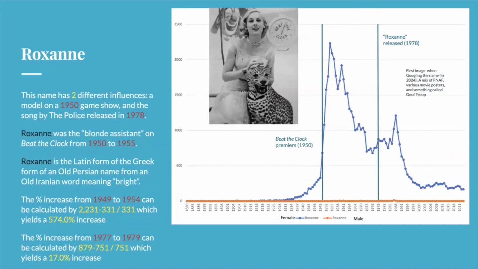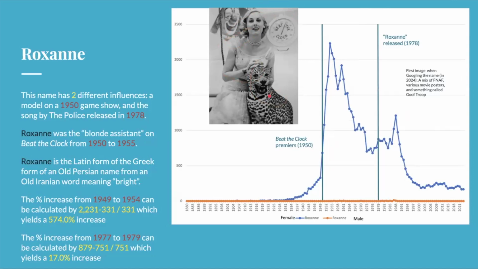On that thread was also Roxanne, referring to the song by the Police. However, when I looked it up, I actually saw this bigger increase in the 50s, and so I looked up Roxanne 1950, and I found this woman, who was the quote-unquote blonde assistant on Beat the Clock, which aired. She was the blonde assistant from 1950 to 1955. I don't know why she has a cheetah.